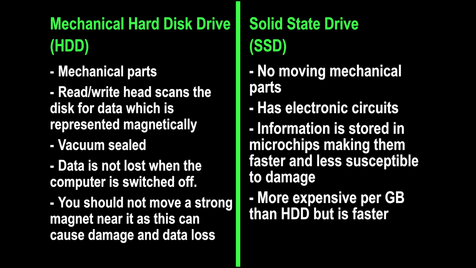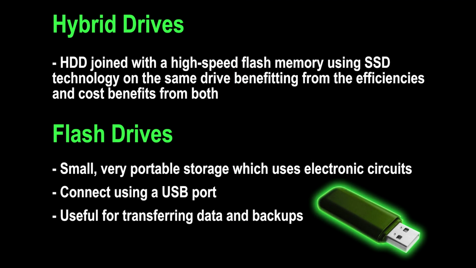Instead, they have electronic circuits, and information is stored in microchips, making them faster and less susceptible to damage. They are more expensive per gigabyte than hard drives, but faster. Hybrid drives are hard drives joined with a high-speed flash memory using SSD technology on the same drive, benefiting from the efficiencies and cost benefits from both.